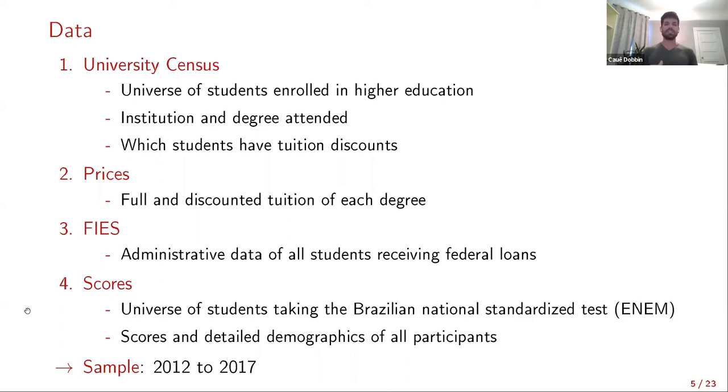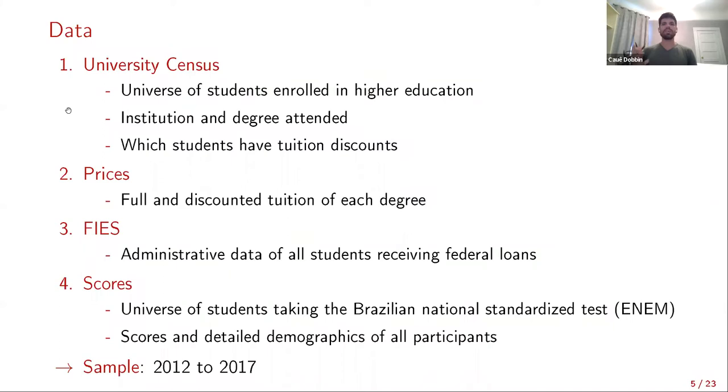One clarifying question. In the university census, the data on which students have tuition discounts, it's not at the institutional level, it's really at the individual student level, and it actually tells you the net price that they paid? No, that's going to be a limitation. In the university census, it is at the student level, but I just have a dummy, a 0-1. It just tells me this person has a discount, this person doesn't. Gotcha. So I don't know exactly the net price.